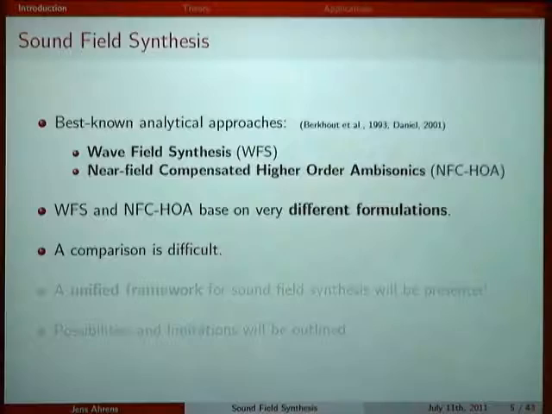When I started working on these topics, the problem was that the methods listed here base on very, very different formulations, and this is even diplomatically expressed. Actually, the personalities that work on the different methods are, it's two universes that crash. So either you have people who work exclusively on wave field synthesis or on ambisonics, and hardly anybody in the entire world actually works intensively on both.